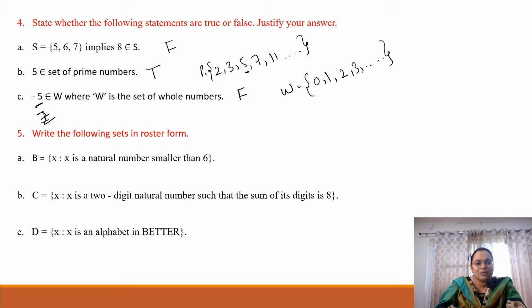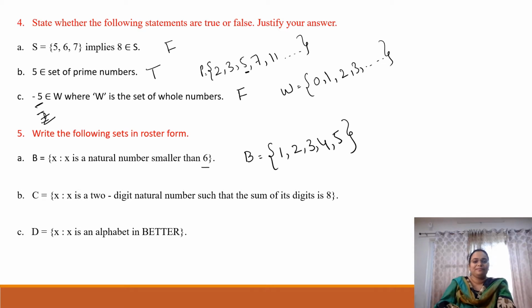B is equal to {x such that x is a natural number smaller than 6}. So how do we write it? B is equal to, what are the natural numbers? 1, 2, 3, 4, 5. It should be less than 6, correct? So we'll take only till 5.